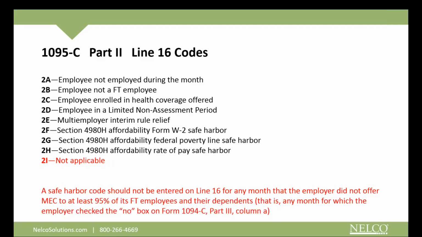If you check the no box for any one of those months inside of that period, you should not be using a safe harbor code in line 16. So just kind of a good general check: don't put a safe harbor code, that's codes 2F, G, or H, if for any month that Form 1094C Part 3 Column A is selected no.